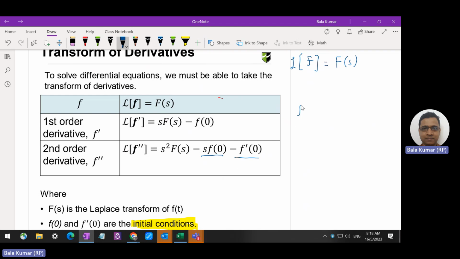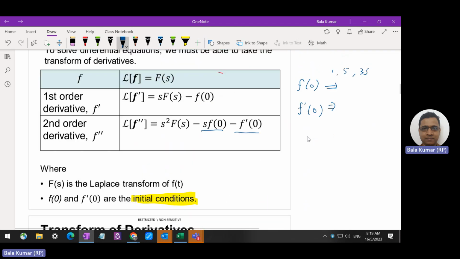Now what are these f(0) and f prime(0)? These are initial conditions. Basically, they are numbers or values that are known to us before we start solving the equation. It's given to us. These are just numbers like 1 or 5 or 3.5. A number that is known before we start solving the equation. They are the initial conditions. To better understand this, let's look at an example.